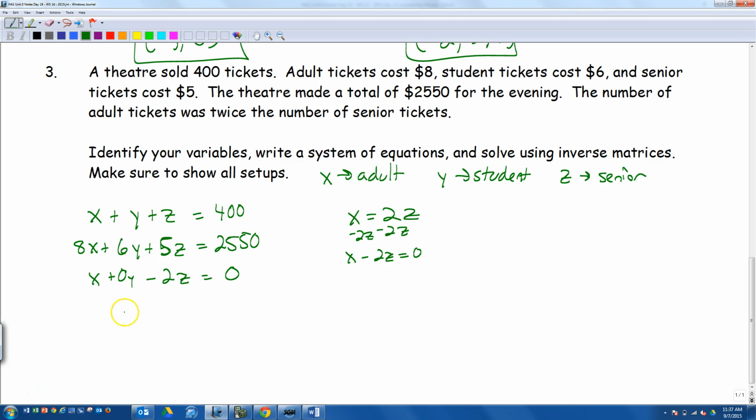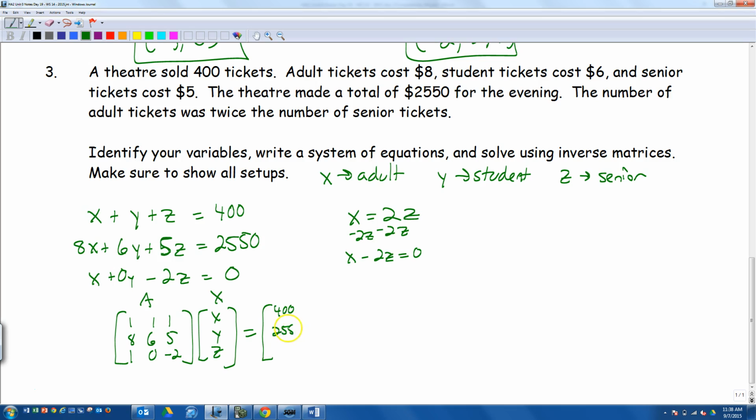So my A matrix is 1, 1, 1, 8, 6, 5, 1, 0, negative 2. I have X, Y, Z for my variables. That's my X matrix, and that's going to equal 400, 2550, and 0. And again, if you're faster than watching this video and you know what you do, you probably finish this up and close the video by now. But if you want to watch how I do this, remember, to solve that, X is equal to A inverse times B. I forgot to put that, that's B.